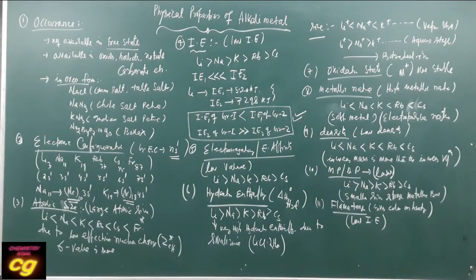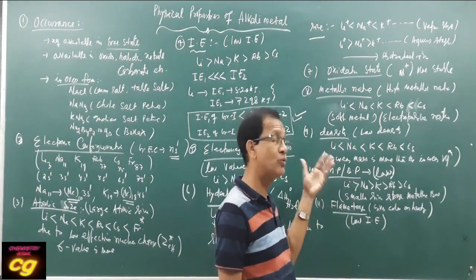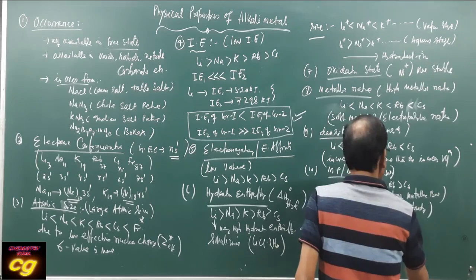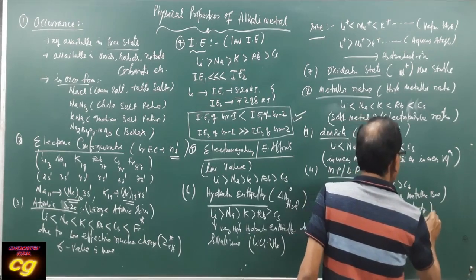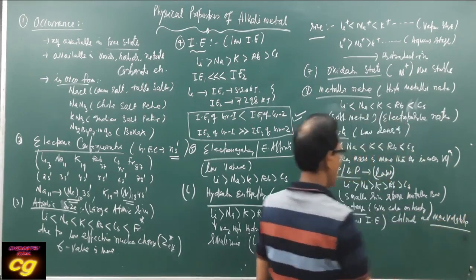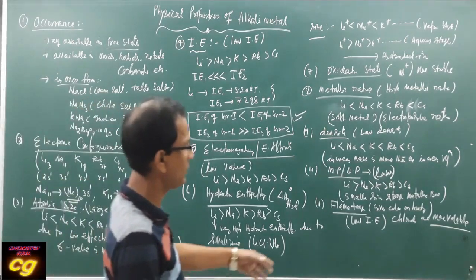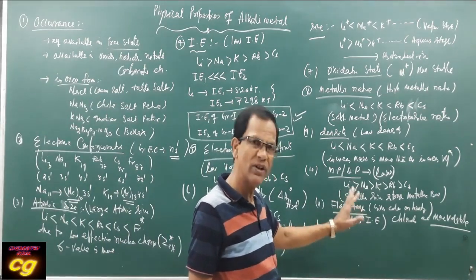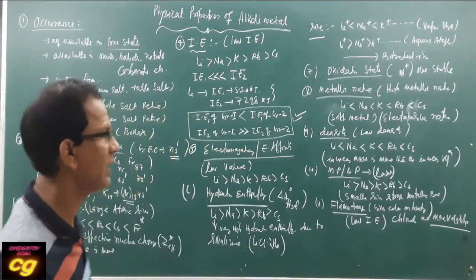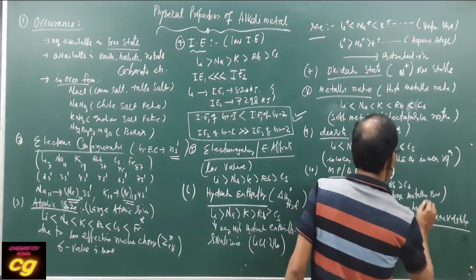This is very important. Carefully remember why alkali metals show the flame test: their chlorides are more volatile. Chlorides are more volatile and they have low ionization energy. Due to this, they show the flame test. So you have to remember these things. Okay.